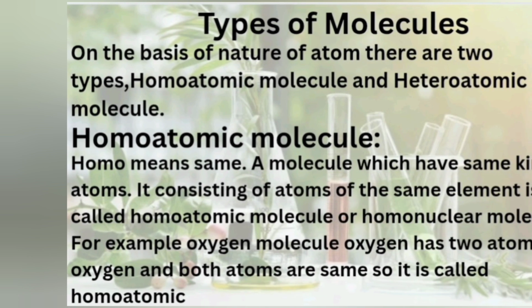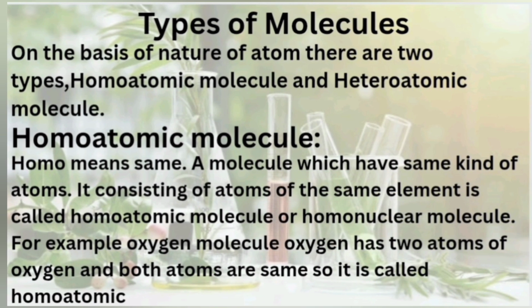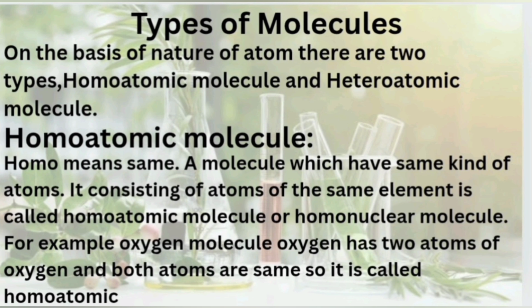Types of molecules on the basis of nature of atom. On this basis, there are two types. Homoatomic molecule. Homo means same. A molecule which has the same kind of atoms, consisting of atoms of the same element, is called a homoatomic molecule or homonuclear molecule. For example, an oxygen molecule has two atoms of oxygen and both atoms are the same, so it is called homoatomic. Similarly, the nitrogen molecule N2, which is also made up of two nitrogen atoms.